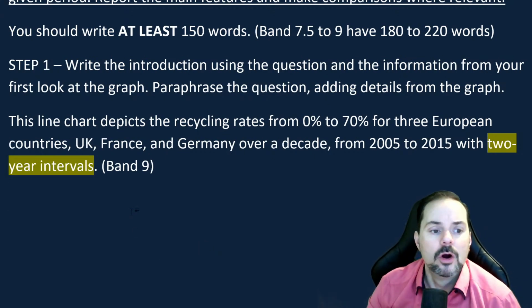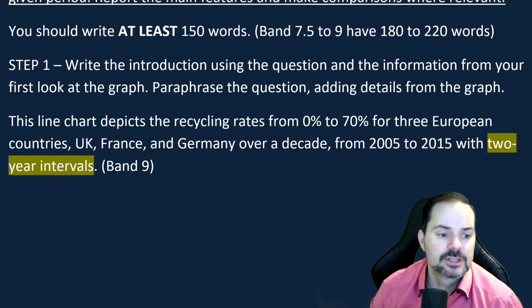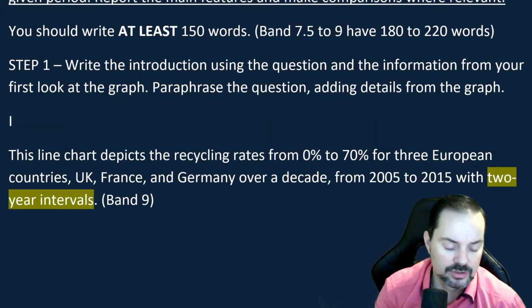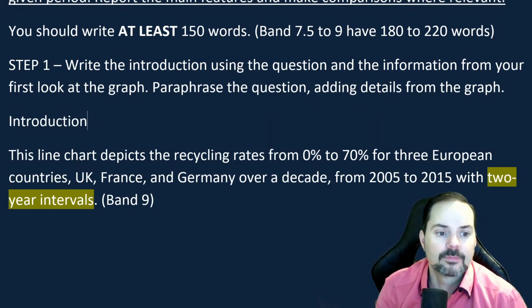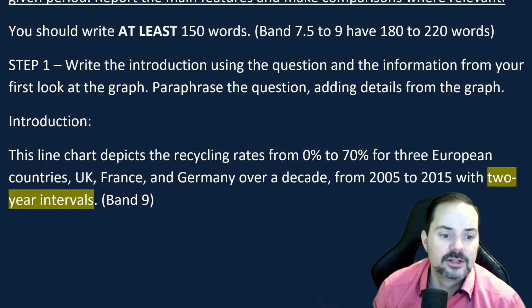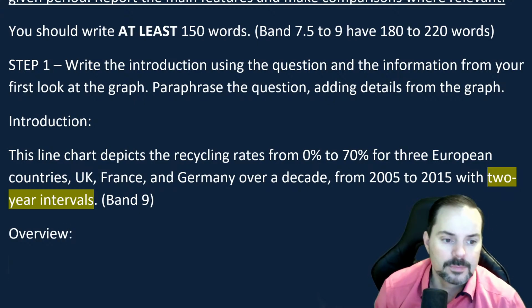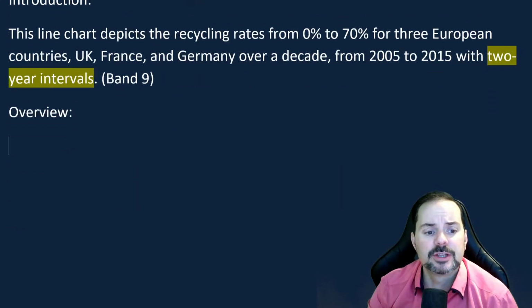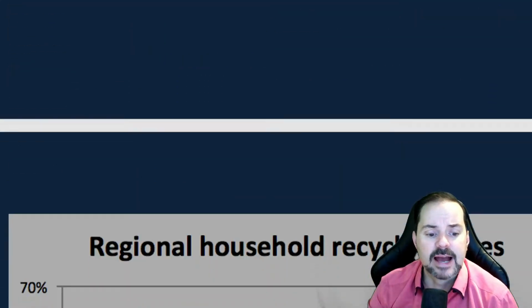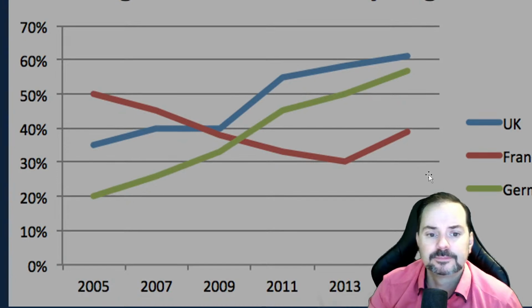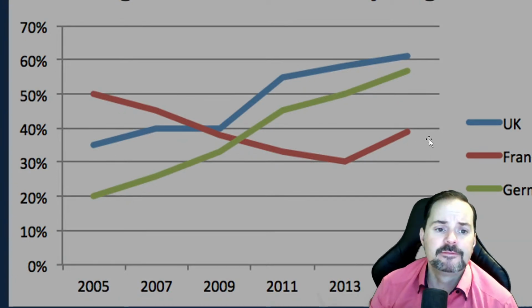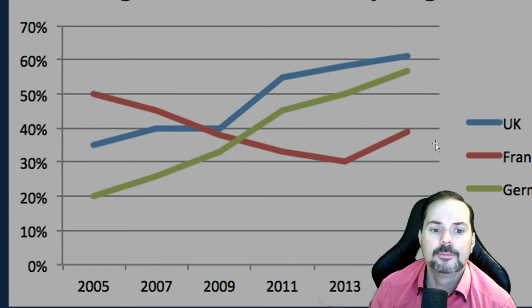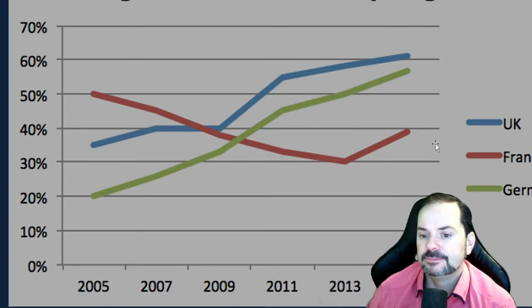All right. Okay, so after the introduction, so this first bit here is the introduction. Okay. And then in the IELTS, after the introduction, they want you to write an overview. Okay. The overview should be the main information that you can see in the graph. So you go back to the graph, and then you look at the main information. All right. What is the main information that we see in this graph?